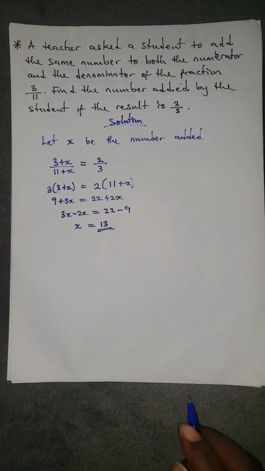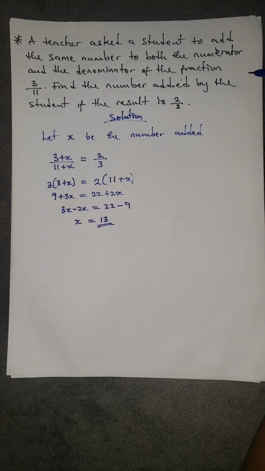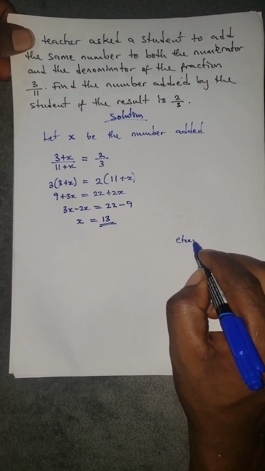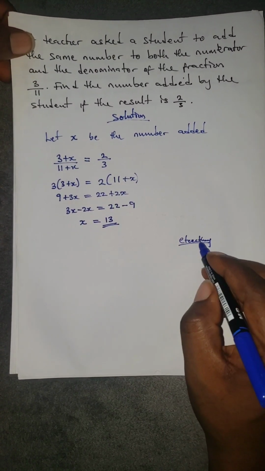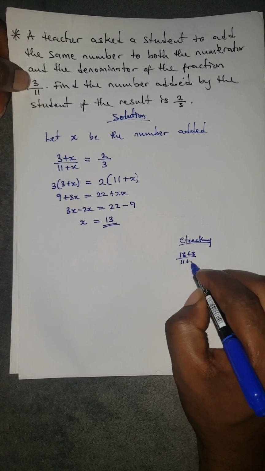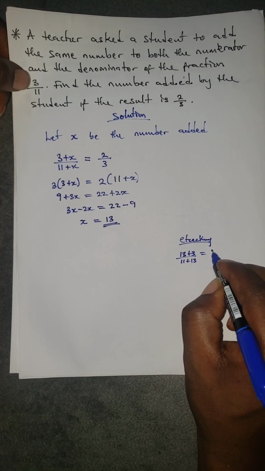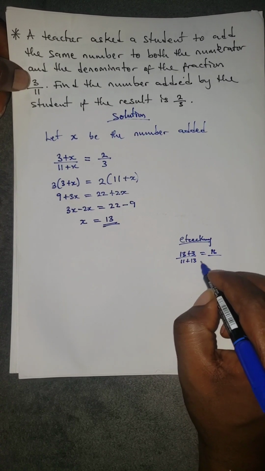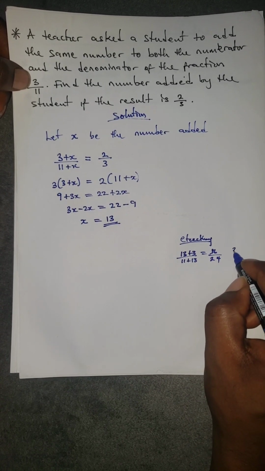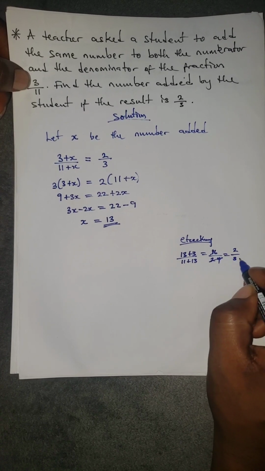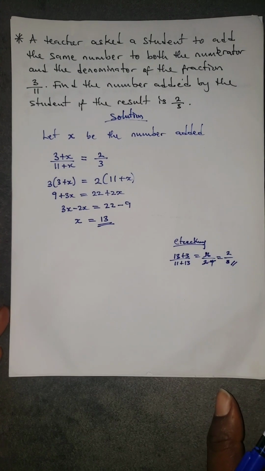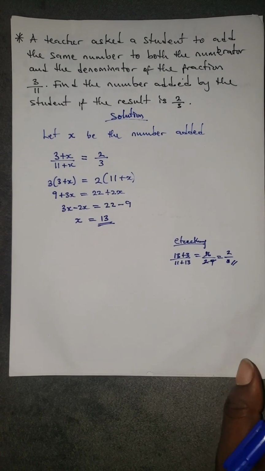13 as our answer. So let's find out whether this is actually correct. You can check in. When you add 13 to 3, you have 16 over 11 plus 13, which is 24. So 8 here, 2; 8 here, 3. So you can see it will give us 2 over 3. So our problem has been solved. So let's move to another type of question.